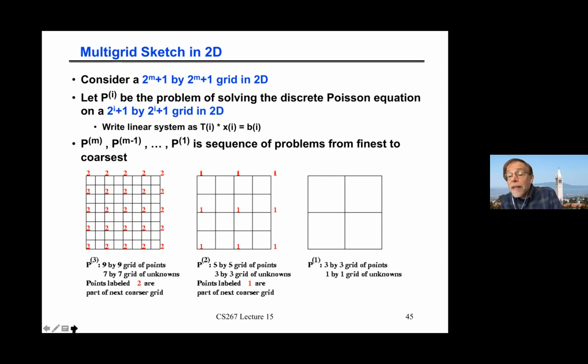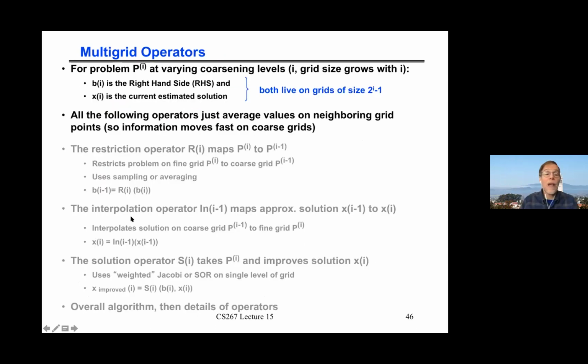Any questions about the notation? Okay. So here I'm going to define the notation at a high level, and that will let me write down the algorithm. And then I'll do a little bit more detail on what these pieces mean.